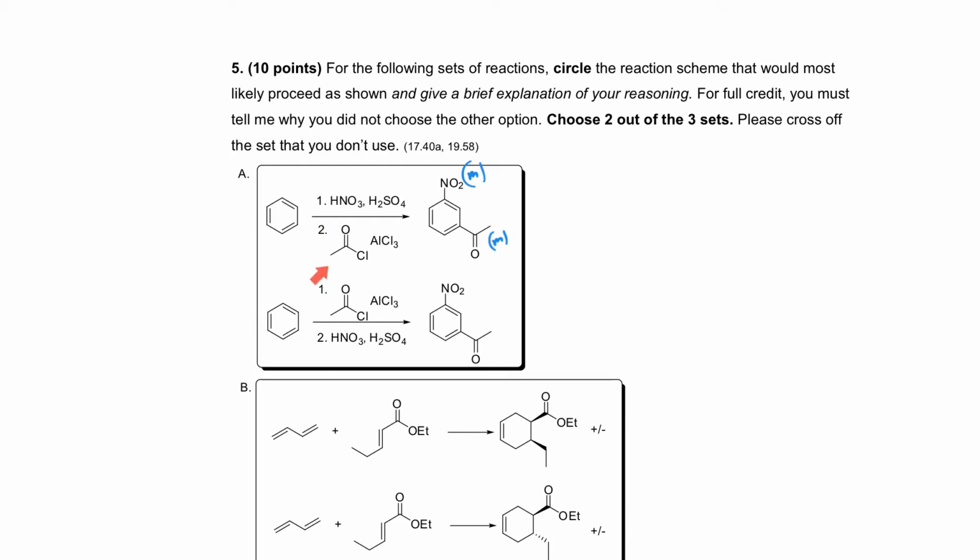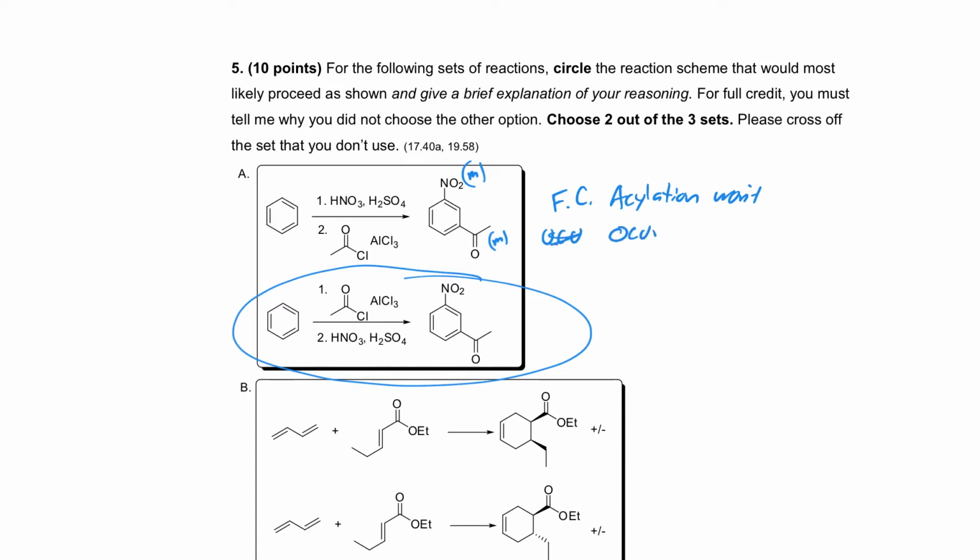The answer, I think, comes from the fact that we recognize that the nitro group is a strongly deactivating group. Friedel-Crafts acylation or alkylation will not occur once we've strongly deactivated the ring. So we should put the ketone on first and then nitrate it. So let's just say here, Friedel-Crafts acylation won't occur with strongly or even moderately deactivated rings.